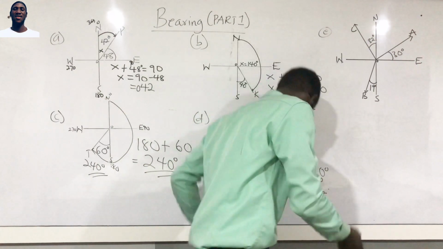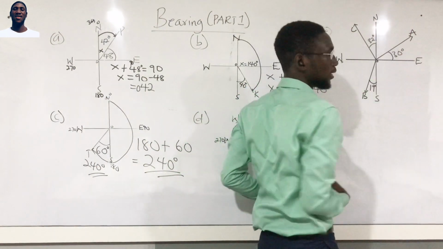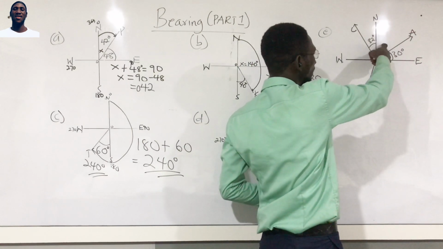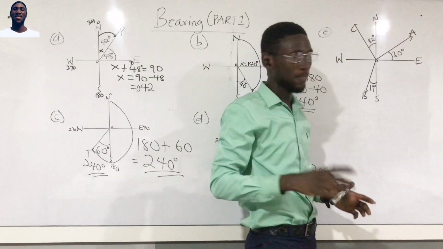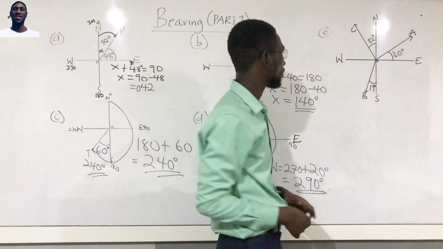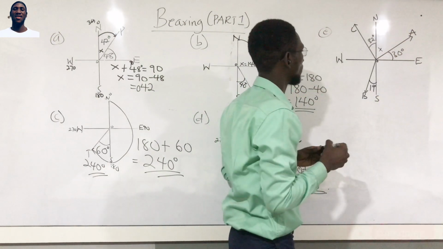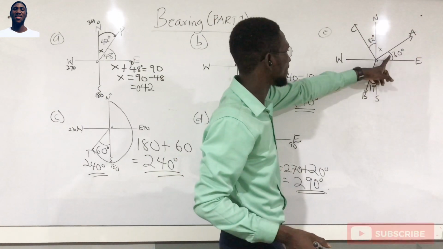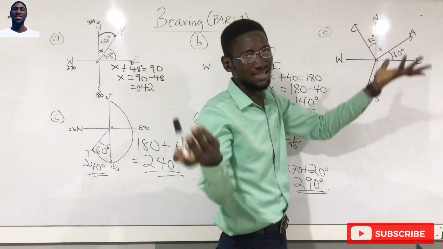Don't forget, A is in a right angle. So 30 plus our angle over here. Don't forget, we always take our angles from the north. So if here is x, x plus 30 should give us 90. Then I can find x to be 60.